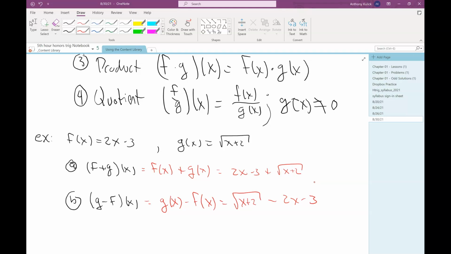Mia? Yeah, so Mia says it should be plus 3. The reason is we're subtracting all of f of x, so I need to make sure that I'm distributing that negative through. So just a little algebra arithmetic error there. Easy to make that mistake, which is why I'm highlighting it here.